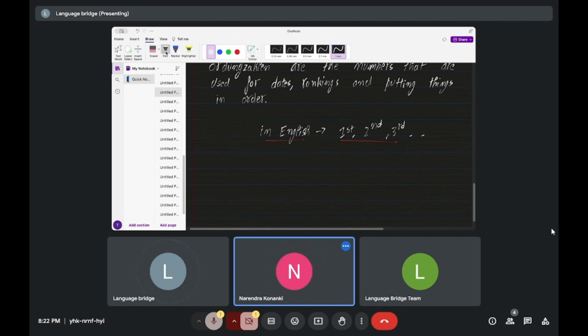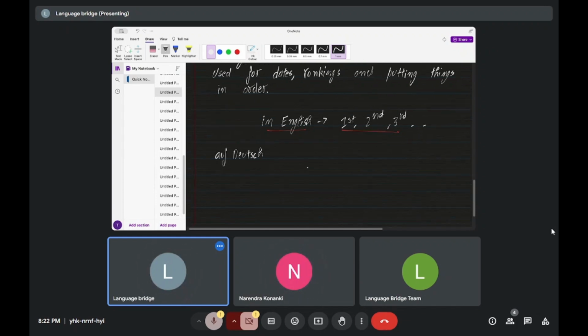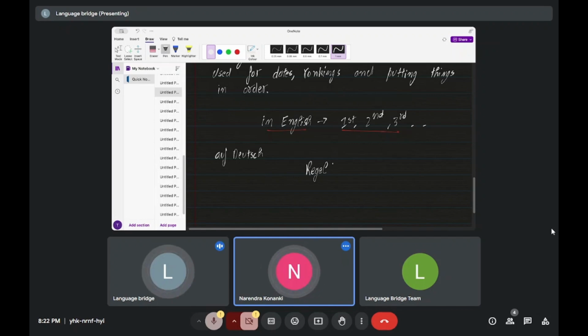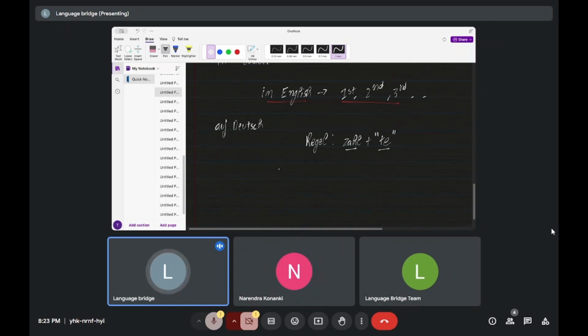But how do we use them in German? The Regel is the rule. So the rule is Zahl plus te, which means number plus te. You just have to add te.